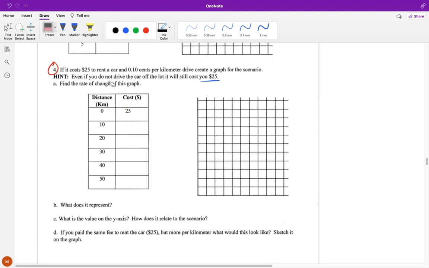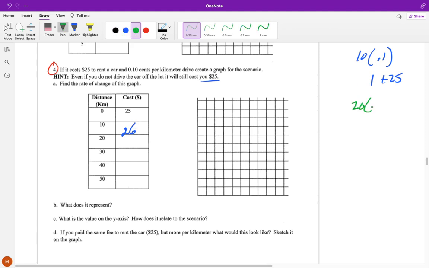So what we need to do then is figure out how much this person would pay if they traveled 10 kilometers. Well, they're being charged 10 cents for every kilometer. So if we did 10 cents times 10, that gives me $1. And they're paying $25 to begin with. So that means that they would pay $26.